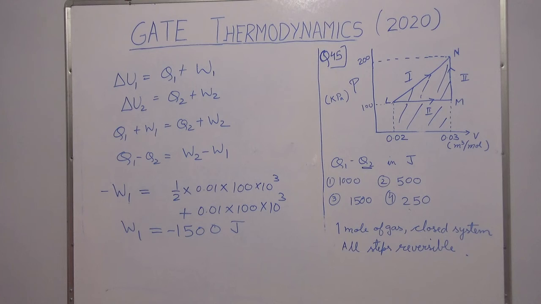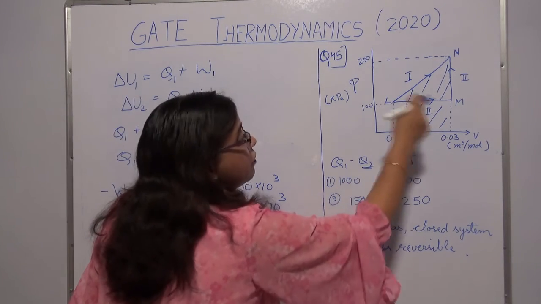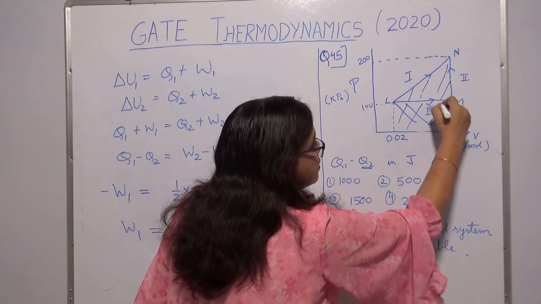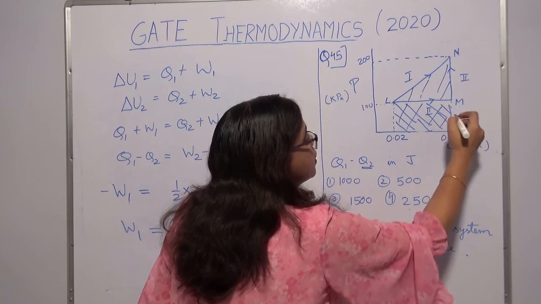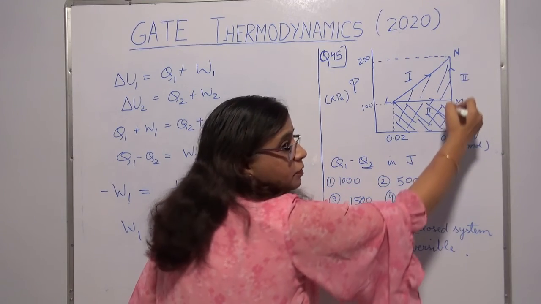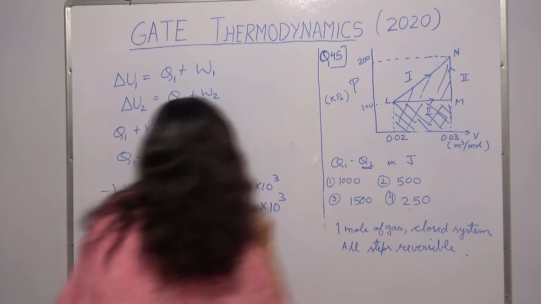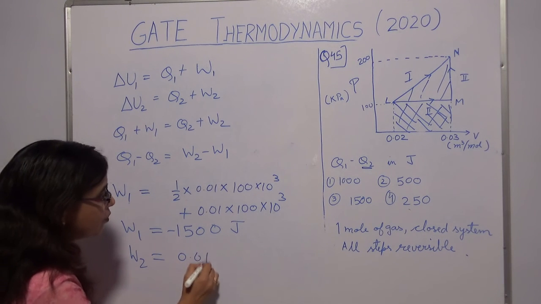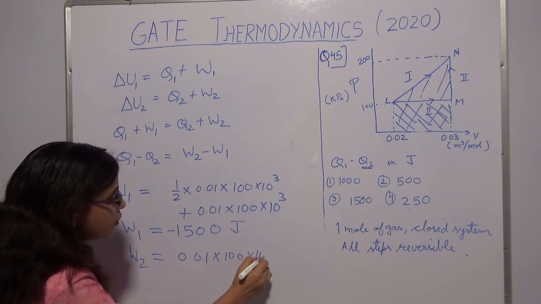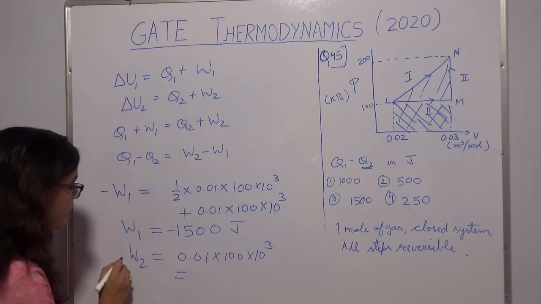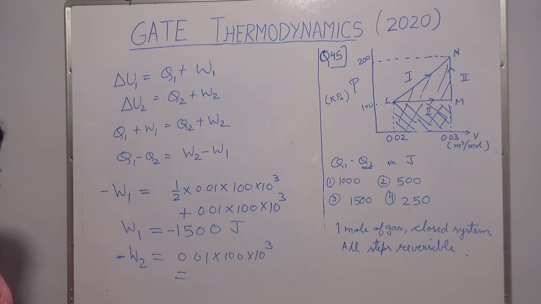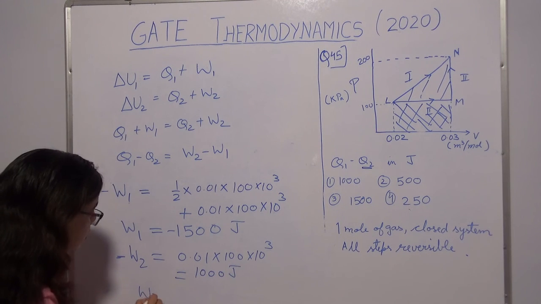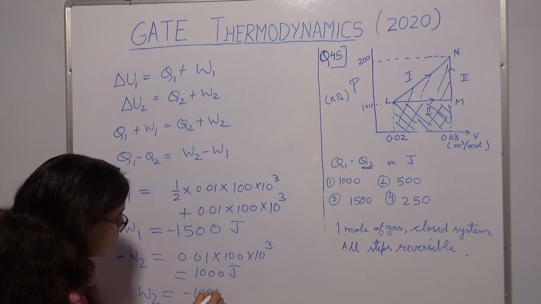Similarly, go ahead and find this out for process 2. The work done will be only the area under this curve, because this is a constant volume process, so work done will be 0 over there. This area I have already calculated. So W2 will be 0.01 into 100 into 10 raised to 3. Again it will be minus W2 because work is being done by the system. So this comes out to be 1000 joules, or W2 is equal to minus 1000 joules.